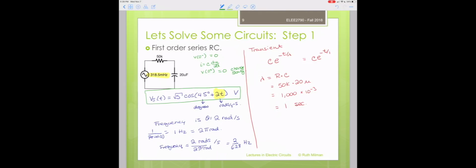Well, if we know that the initial condition on the capacitor is equal to 0, we can do a couple other things on this circuit. We can also look at the initial condition on the source. As soon as we turn it on, that's going to equal root 5 times the cosine of 45 degrees. Of course, the cosine of 45 degrees is a triangle we're familiar with. This is going to equal root 5 times 1 over root 2, which is just equal to the square root of 2.5. So that's our initial condition on our source.